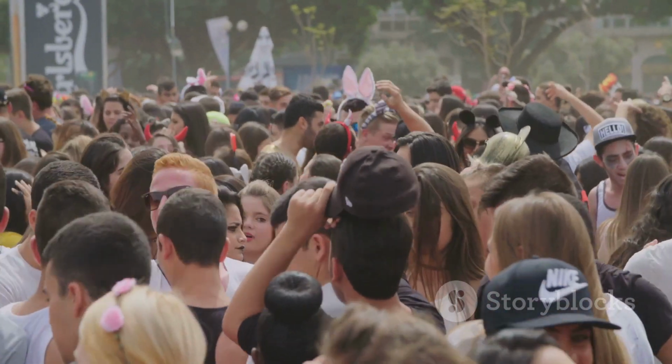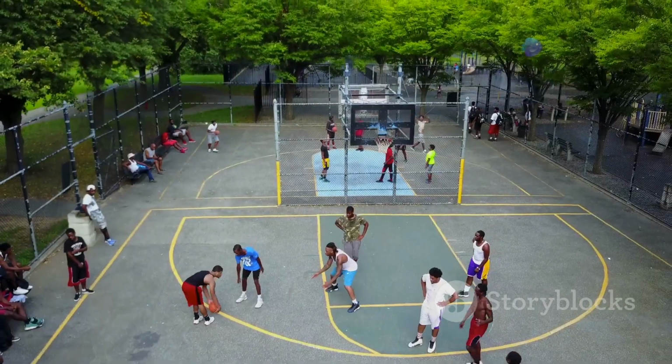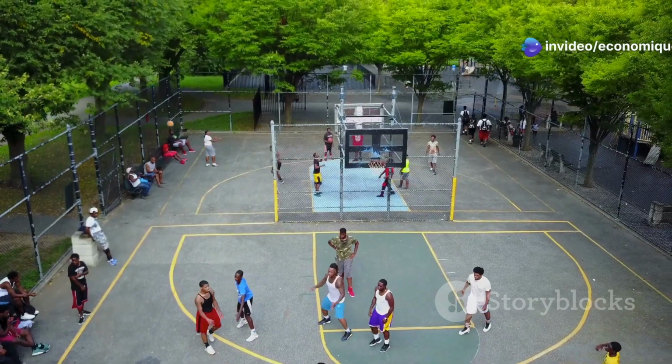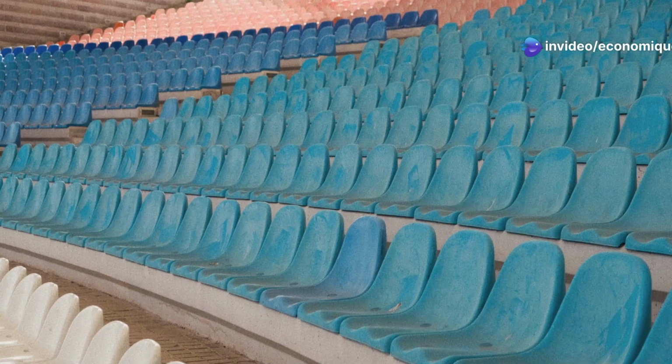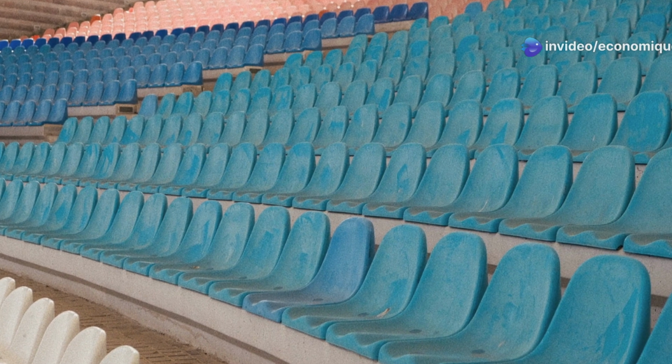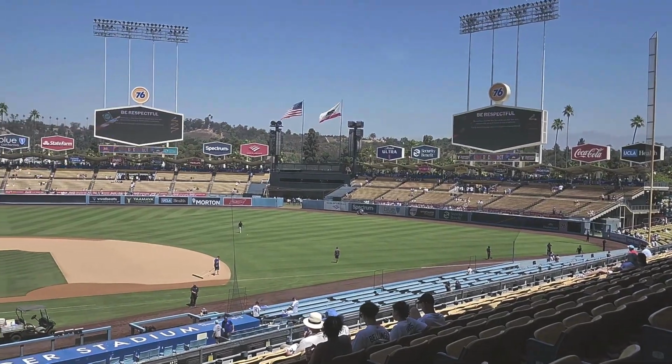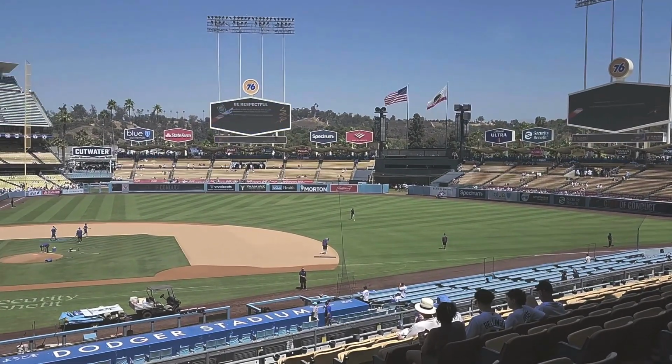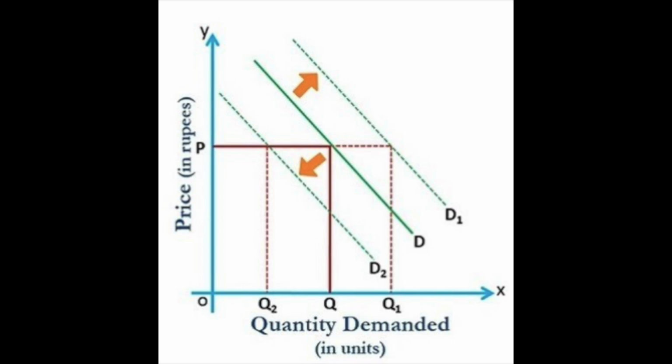Next, imagine a shift in cultural trends. What happens if young people lose interest in baseball and start following basketball instead? The demand for baseball tickets would likely drop. As fewer people are interested in baseball, fewer tickets are purchased at any given price. This represents a leftward shift in the demand curve for baseball tickets.